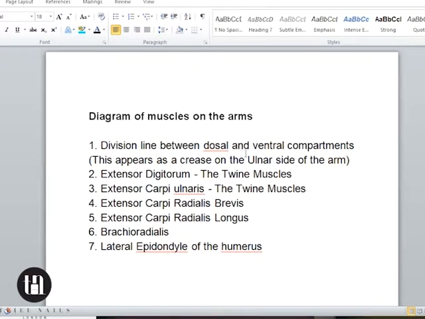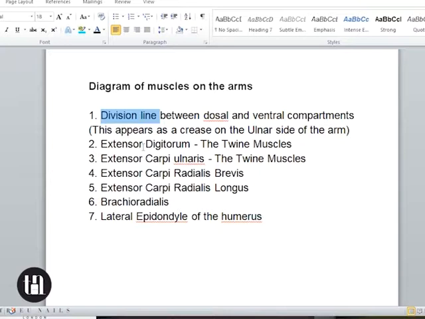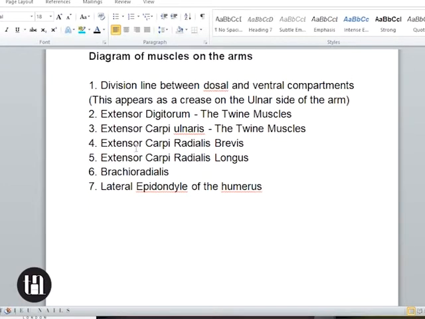We then go on to the diagram of muscles in the arm. So firstly, there's a division line between the dorsal and ventral compartments. You just need to remember the division line. We have the extensor digitorum, so almost like the digiti mentioned before. The extensor carpi ulnaris, the extensor carpi radialis brevis. So we mentioned brevis before, but I'll write out radialis.